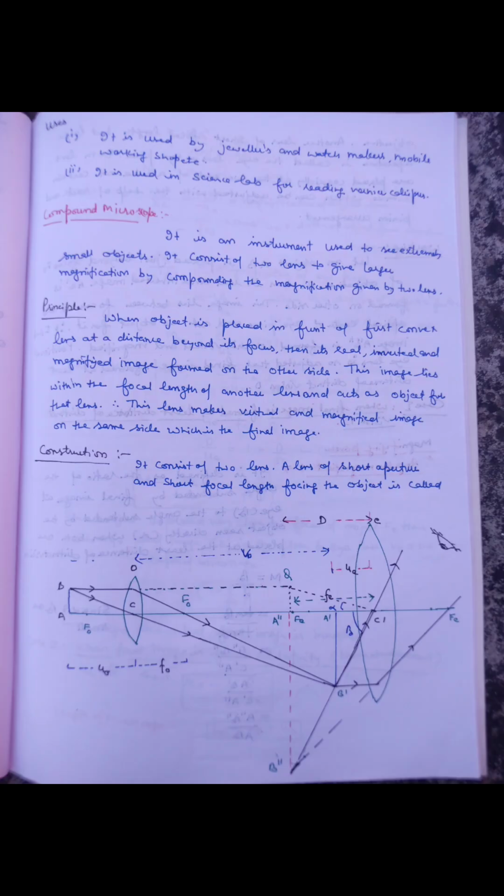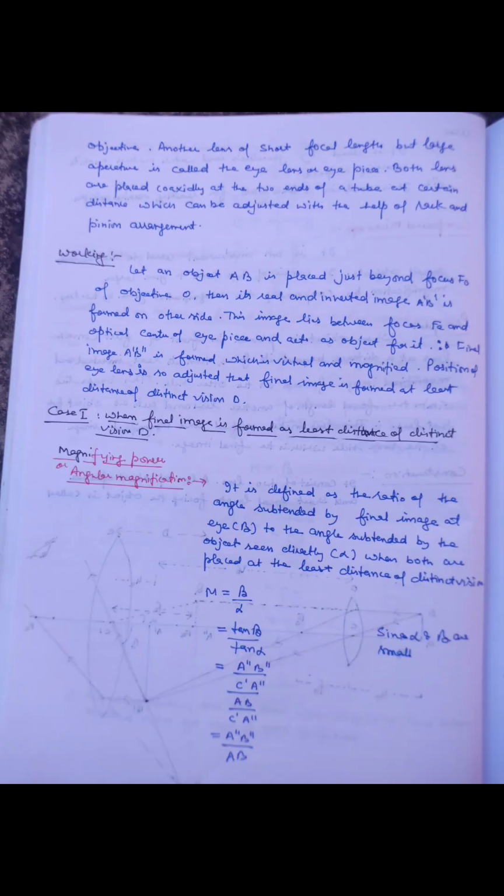Compound microscope is an instrument used to see extremely small objects. It consists of two convex lenses. A lens of short aperture and short focal length facing the object is called objective, and a lens of short focal length but large aperture is called eye lens. Object lens makes real inverted and magnified image of the object on the other side. This image acts as an object for the other lens and it forms the final virtual magnified image on the same side.